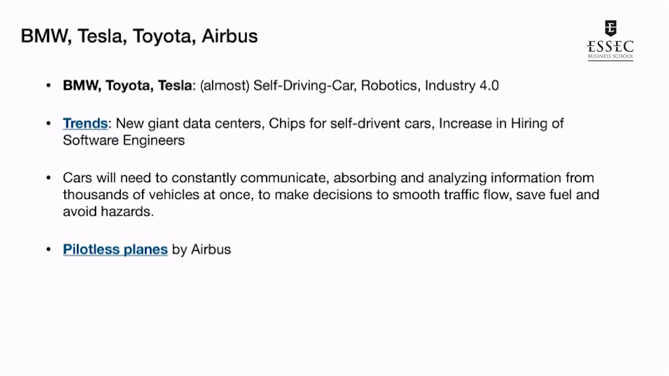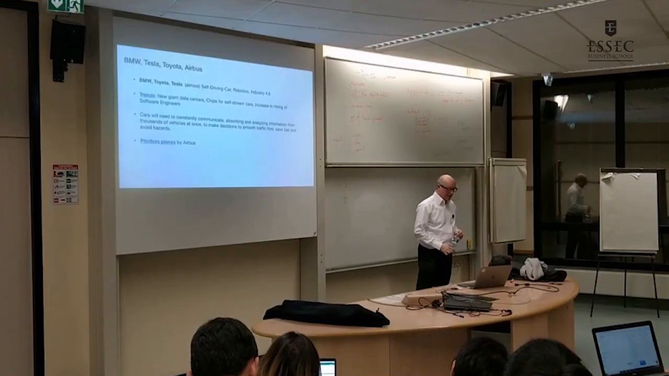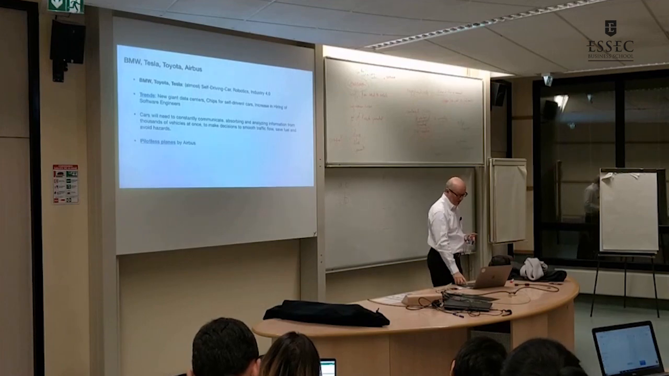So you have huge efforts which are made with GM data centers, chips for self-driving cars, and as I mentioned, increase in hiring of software engineers. Cars are more and more seen as data acquisition engines. And these companies are currently thinking about business models based on the data that cars are going to collect and check what can be done about this. The car is more and more a commodity which has to actually acquire a lot of data. Last but not least, there are even more ambitious projects like the pilotless planes of Airbus.